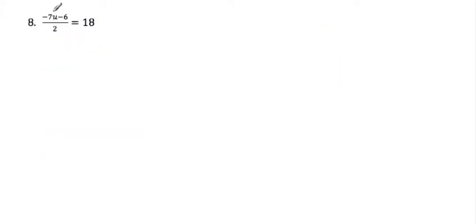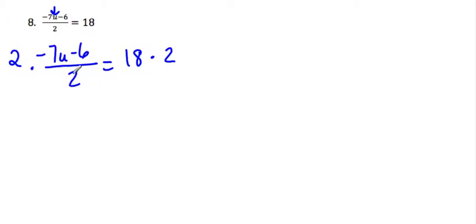Number 8 says negative 7u minus 6, all of that over 2 equals 18. So as you know by now, if I have this over 2, then this means I'm dividing by 2. If I'm trying to get u by itself, I cannot add 6 because it is being divided by 2. So the first thing I have to do is get rid of the 2 on the bottom. And since this is a divide by 2, to get rid of that, I would multiply by 2.